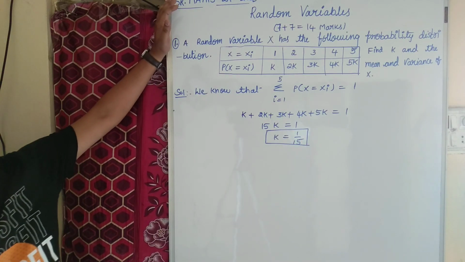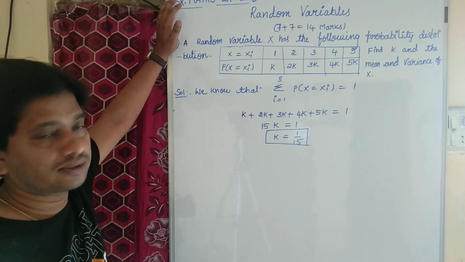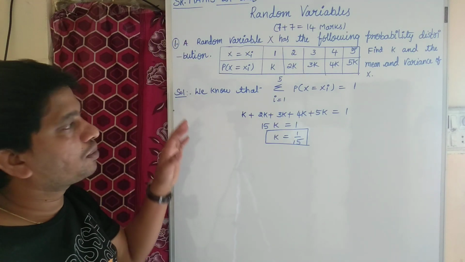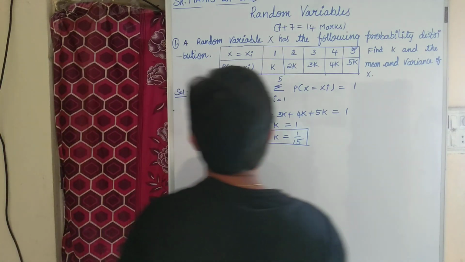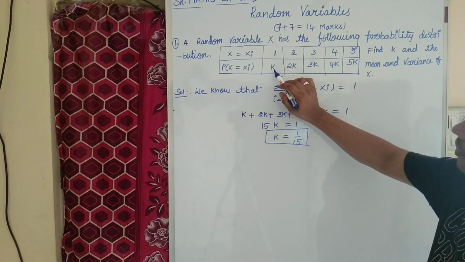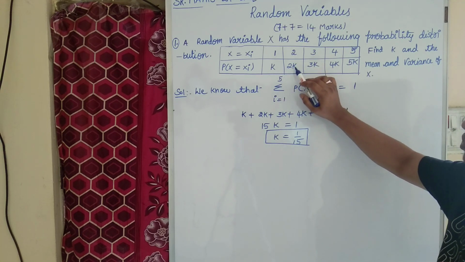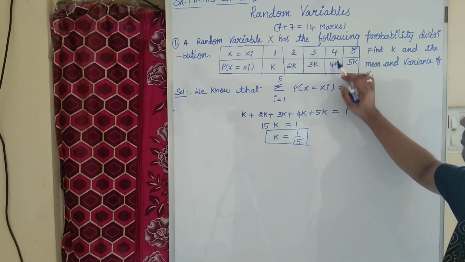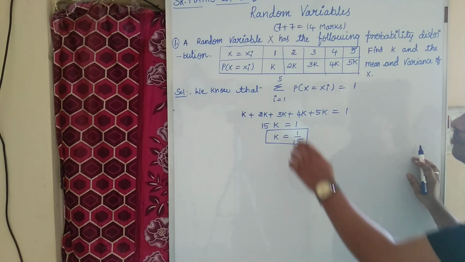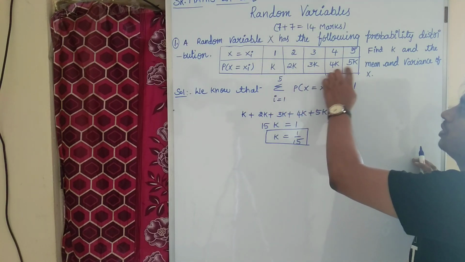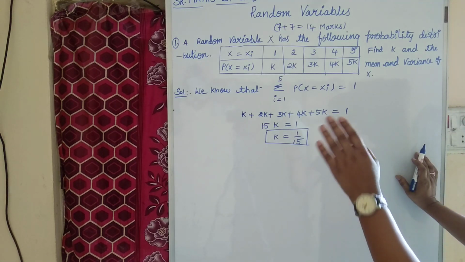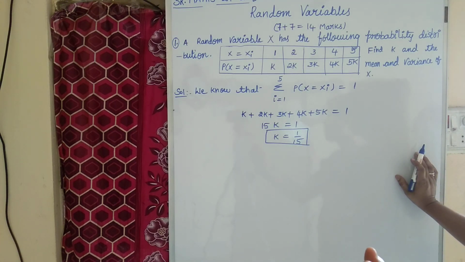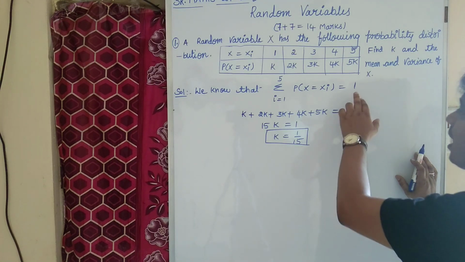See children, if you find it easily you will get 1 mark here. Sum of the probabilities must be equal to 1. What are the probabilities here? Here we have 1 appearing k times, 2 appearing 2k times, 3 appearing 3k times, 4 appearing 4k times, 5 appearing 5k times. We need to add all these. It must be equal to 1. Suppose you forgot to write 1, you will not get the value of k, because we know the sum of the probabilities must be equal to 1. That is the reason I wrote 1 here.